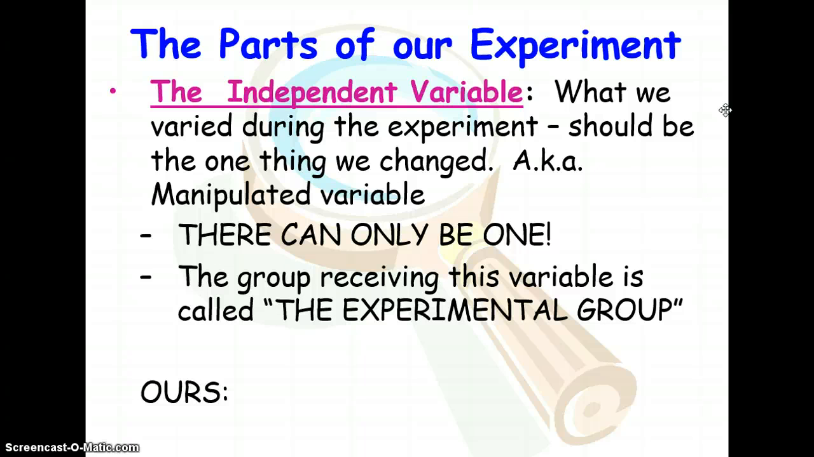And then we would have a group that receives that variable. So in the case of the chamber, the side with Skin So Soft sprayed in it, that would be our experimental group. In our person experiment, the group that had Skin So Soft sprayed on them, they would be our experimental group.